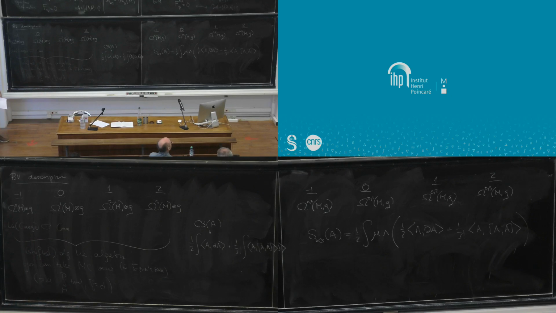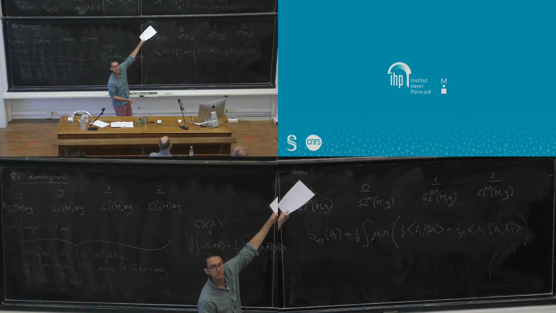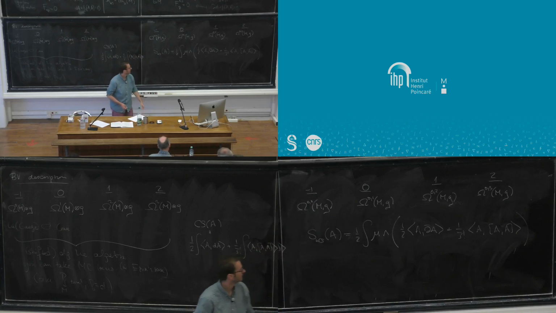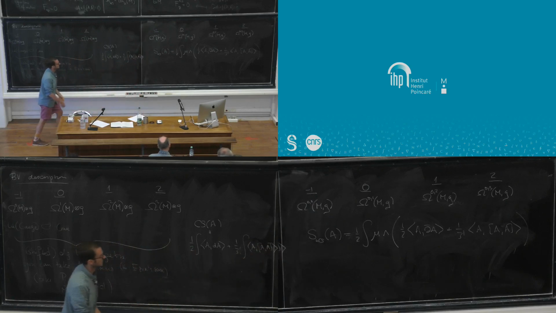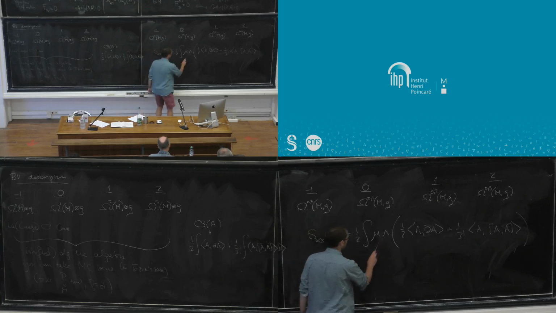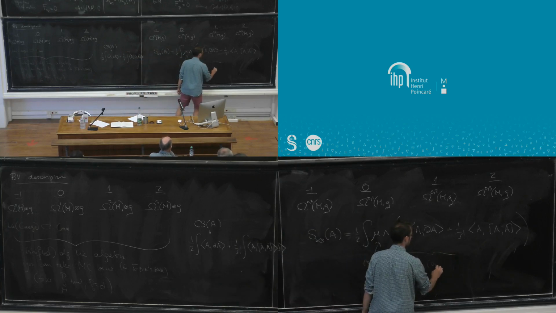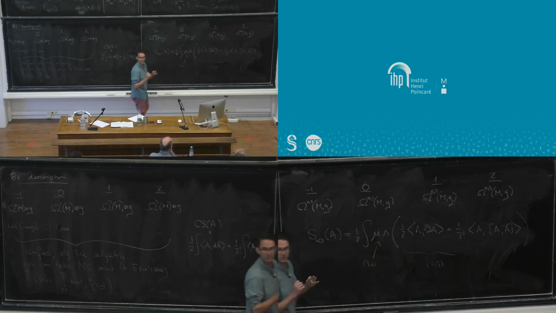Question, yeah? Sorry, what's mu? Mu is this holomorphic volume form. Oh, sorry. Yeah. So this thing is a (3,0)-form. This thing is a (0,3)-form. So when you wedge them, you get a (3,3)-form, and you can integrate.